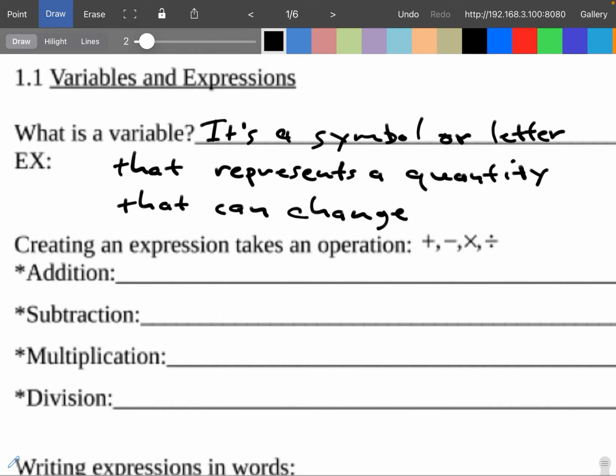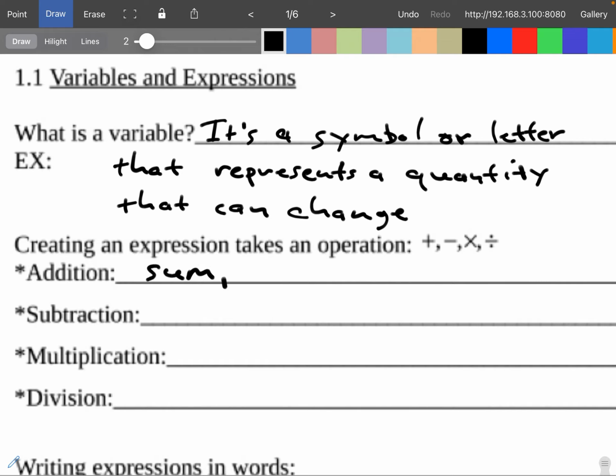And then the next part of this is where it says addition, subtraction, multiplication, division. We need to know some other words that mean the same thing as that. So what's another word for addition? Sum. Good. Yes. Addition. You can write sum.